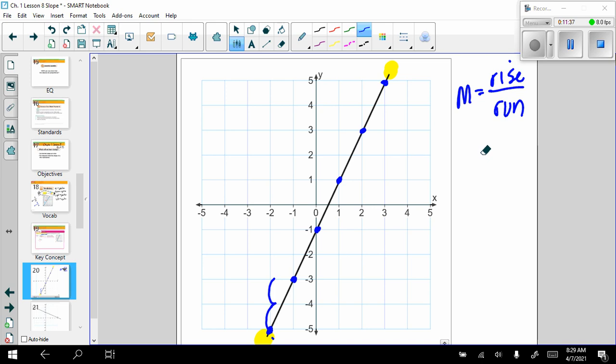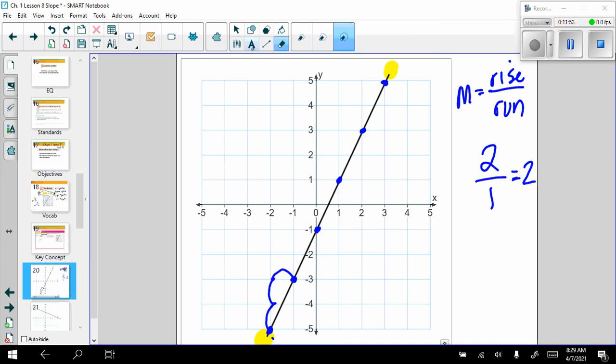So that was up, so that's a positive 2. And I run 1, so that is a positive 1. So what I got right now is that my slope is equal to 2 over 1, which is equal to 2. So let's double check that.